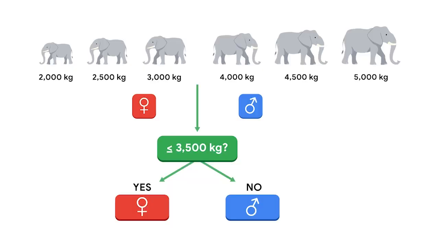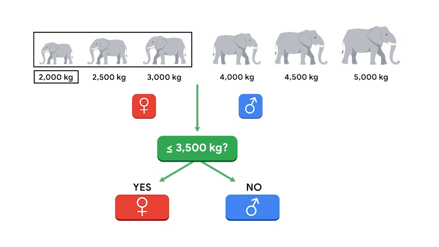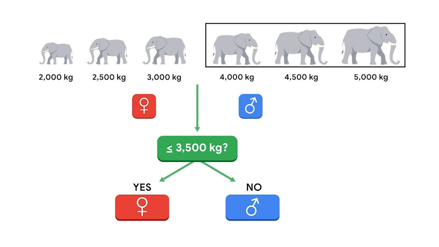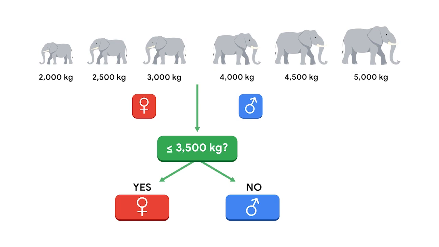Here's an example. Suppose you have 6 elephants. 3 are females that weigh 2,000, 2,500, and 3,000 kilograms. And 3 are males that weigh 4,000, 4,500, and 5,000 kilograms. If you grew a decision tree using this data, it would draw a decision boundary between males and females at 3,500 kilos, the midpoint between the weights of the heaviest female and the lightest male.